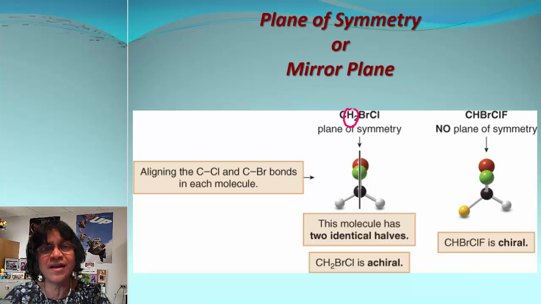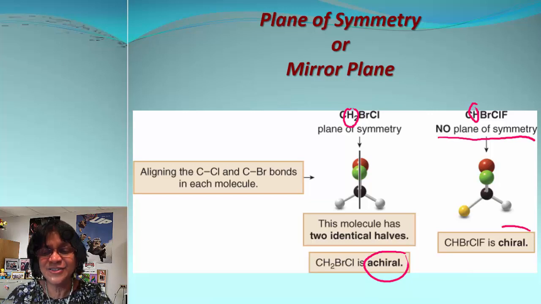When I construct the models, I can easily have a plane of symmetry. Whereas when we look at the second molecule, it only has one hydrogen and each of the remaining atoms is different. I do not see any plane of symmetry for this one. So you're getting close again to some clues. If the molecule has a plane of symmetry, it is going to be an achiral molecule. If the molecule has no plane of symmetry, it is going to be a chiral molecule.